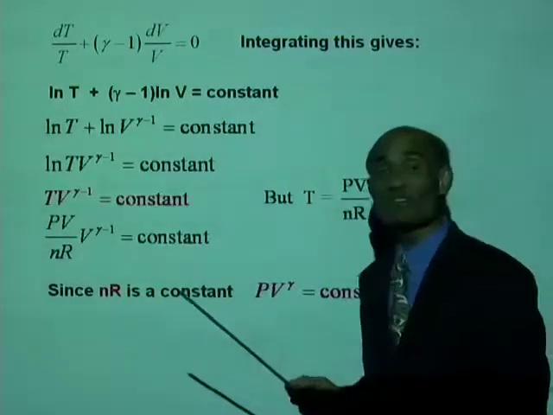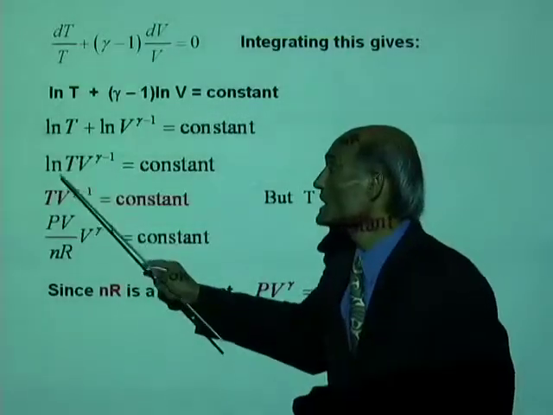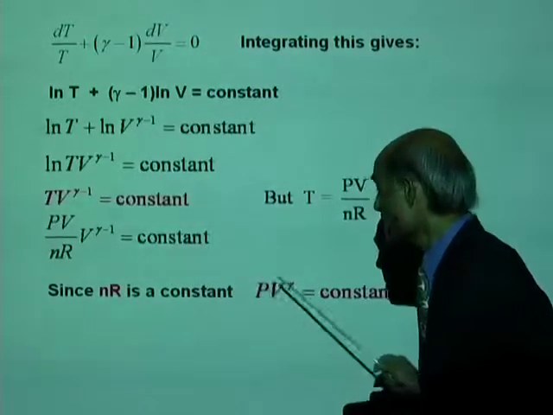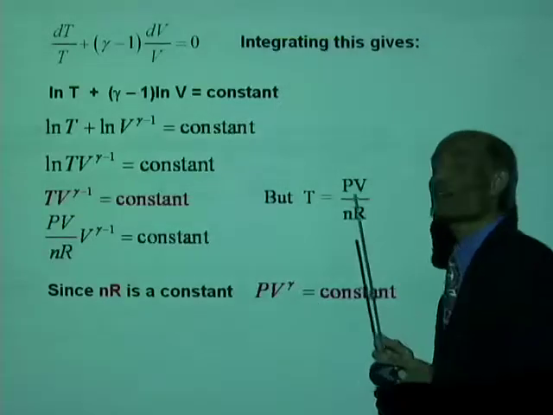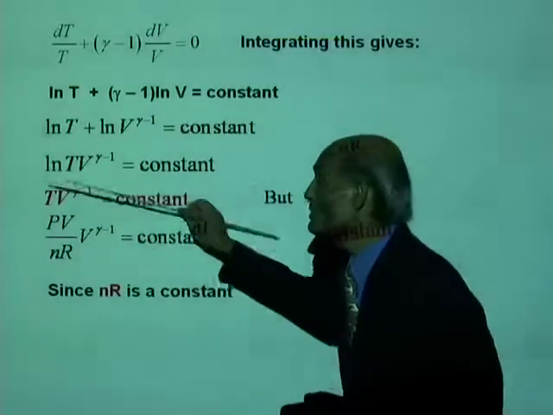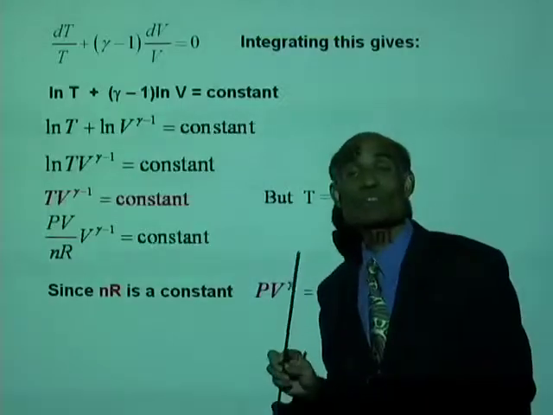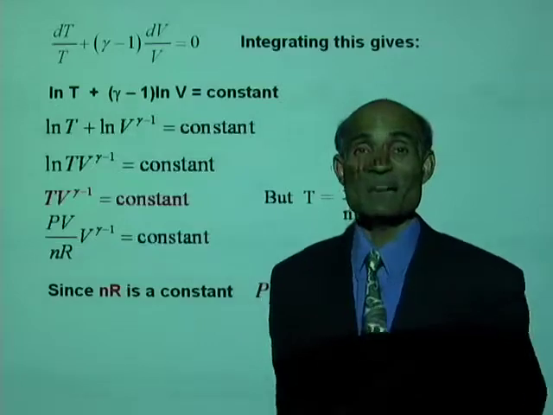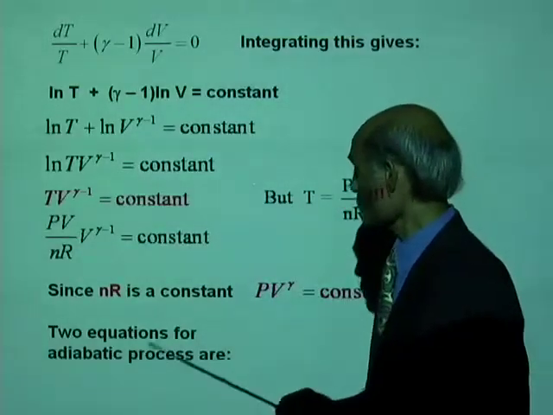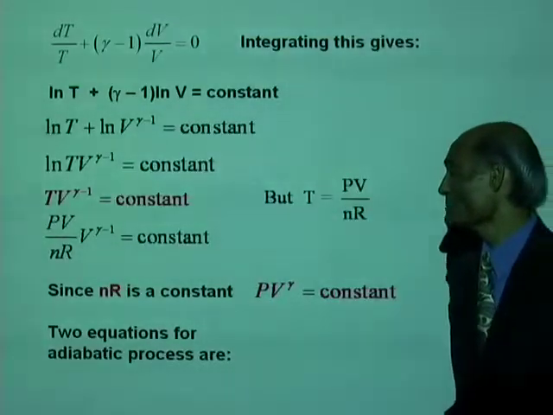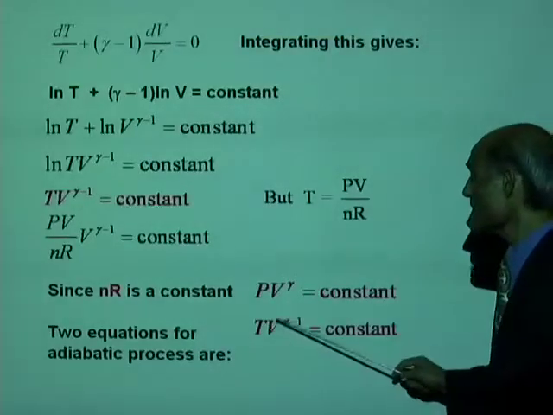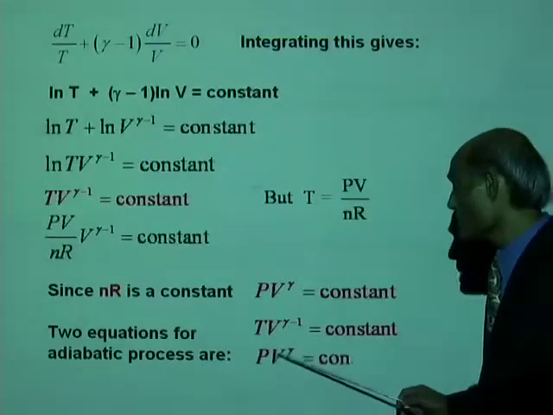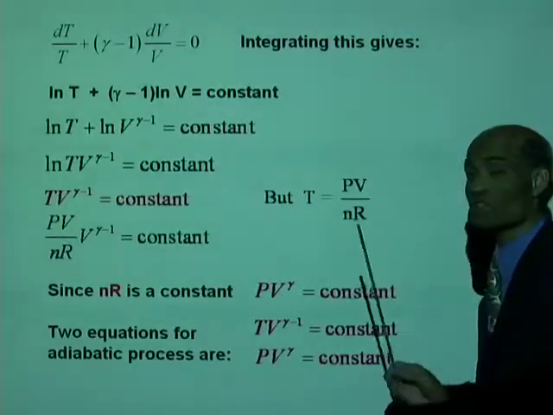So what are the two equations for adiabatic process? TV to the power of gamma minus 1 is a constant. PV to the power of gamma is a constant. Now, we will use any of these equations depending on the given quantities that we have. So, the two equations for adiabatic process are TV to the power of gamma minus 1 is a constant, and PV to the power of gamma is a constant.